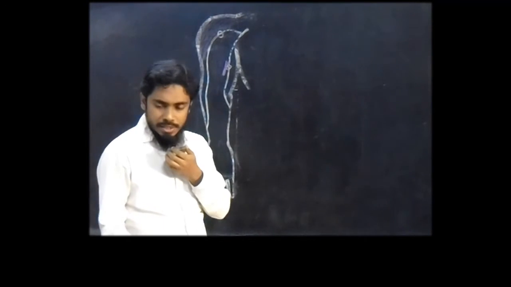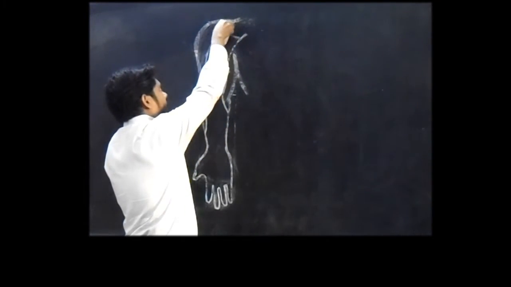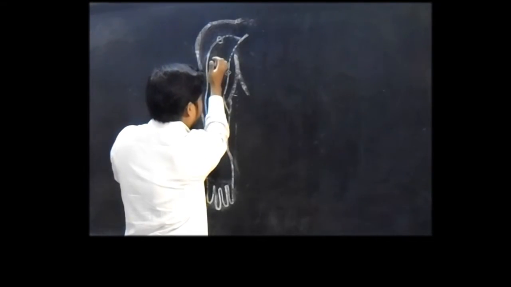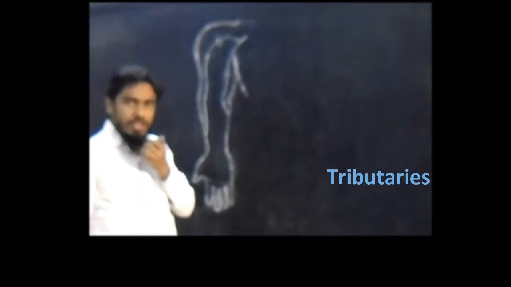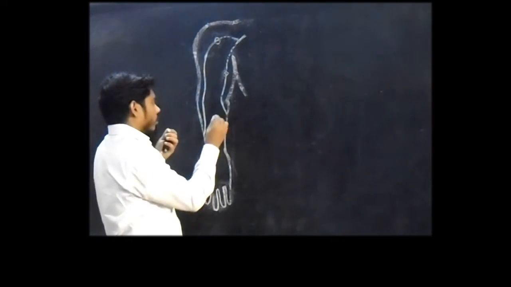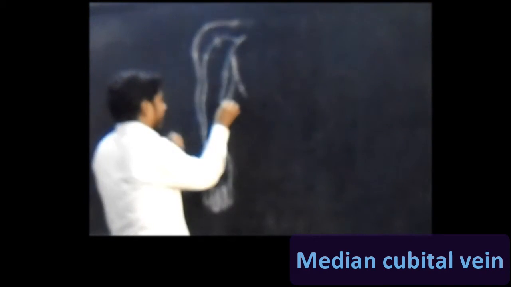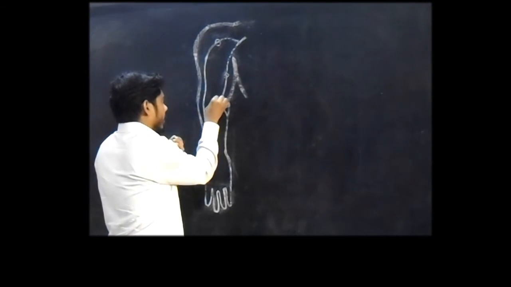Now come to the tributaries, and before drawing the tributaries I want to remove the other things. That means I just want to keep the veins here. I drew those things for your better understanding, but in your exam copy you will only draw the veins. Okay, now come to the tributaries. Here one large connecting tributary, that is the median cubital vein at the level of the cubital fossa, from here up to there, in this manner.